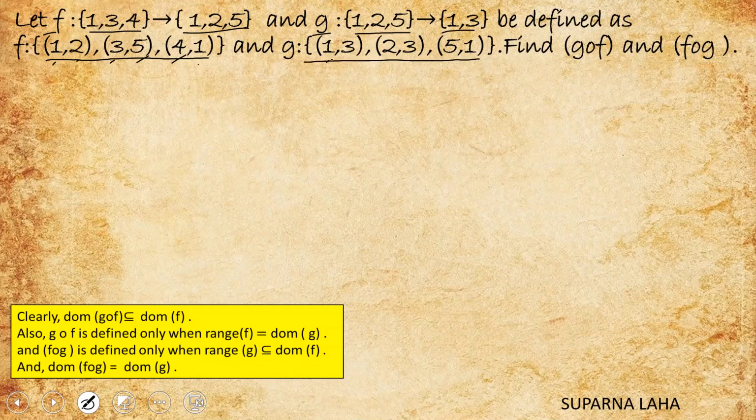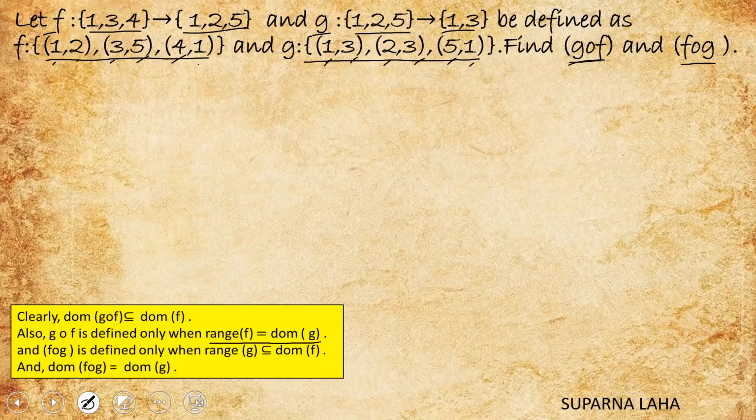1, image of 1 is 3, image of 2 is 3, image of 5 is 1. So find g of f and f of g. First check whether g of f and f of g exist or not. For g of f to exist, the range of f should be equal to the domain of g.